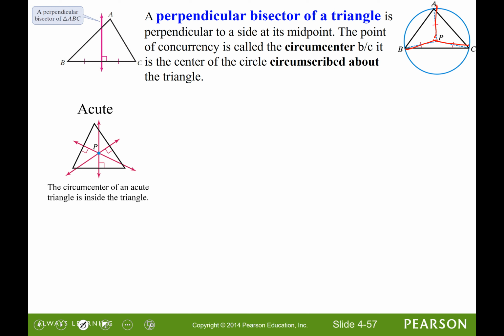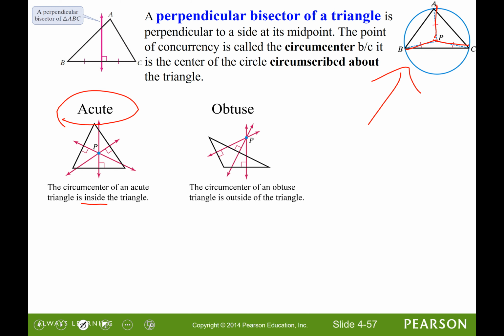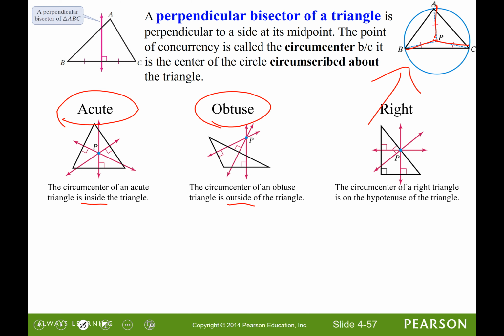Okay, so if you have an acute triangle, it works out like we've been sketching there. The circumcenter of the triangle will be on the inside of the triangle. The three perpendicular bisectors will meet on the inside of a triangle if the triangle is acute. The circumcenter of an obtuse triangle, however, will be on the outside of the triangle. And the circumcenter of a right triangle will be on the hypotenuse. Right there, on the hypotenuse. Here it's outside of the triangle, here it's inside of the triangle.